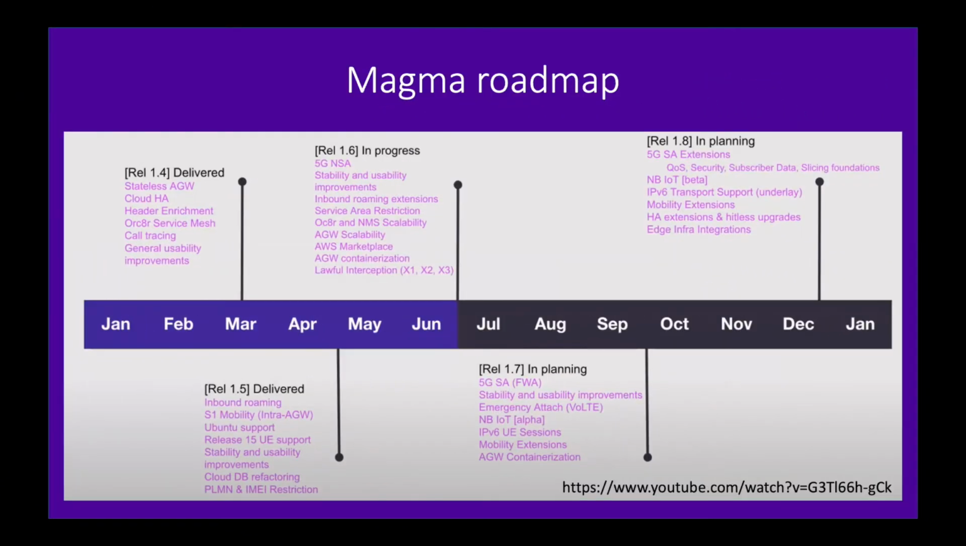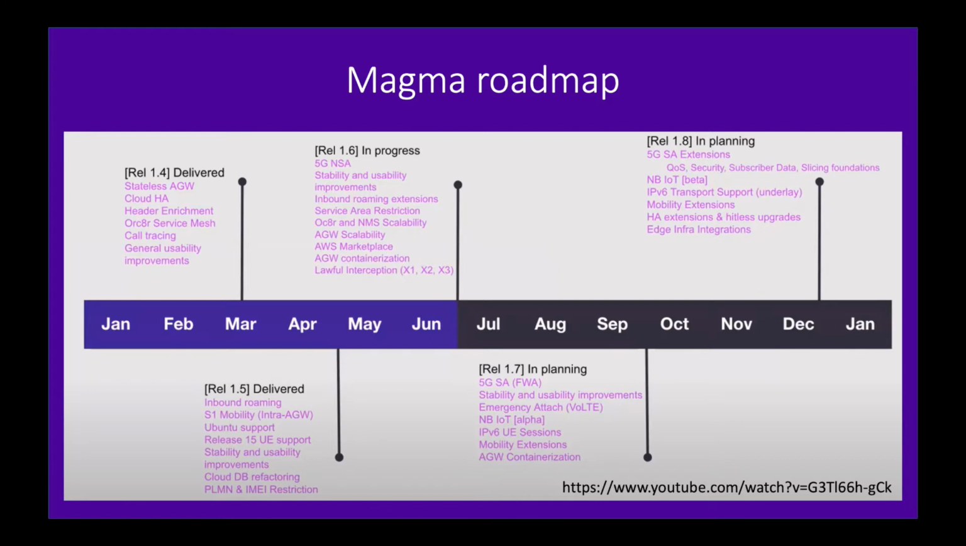Now it's time to talk about the Magma roadmap. Magma delivers new software approximately every 3 months. It started from release 1.4, governed by Facebook. The governance was then moved to the Linux Foundation. At this moment, when I am recording this video, releases 1.4, 1.5 and 1.6 are available. So, for example, you can run 5G non-standalone and LTE use cases.